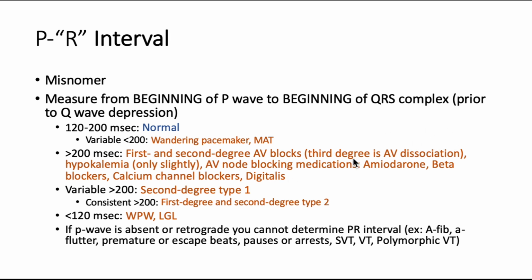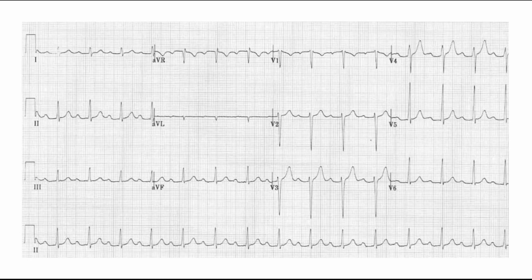Hypokalemia can cause it, as well as any medications that block the AV node. And the reason is because, once again, the communication from the atria down to the ventricles is purposely blocked. That's why we're trying to use these medications to stop the signal from getting through so we can slow the heart rate down. If the P wave is absent or retrograde, then you really can't determine the PR interval.